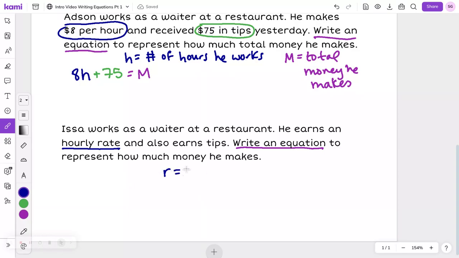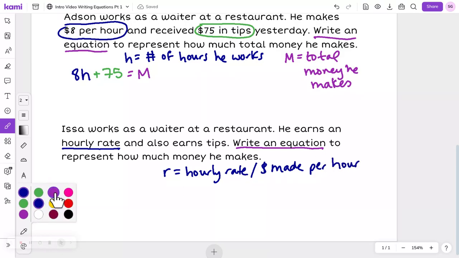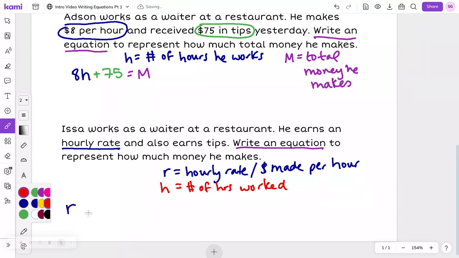I might use R to represent that hourly rate, or you could also say the money made per hour. And then I'm also going to need a variable to represent the number of hours worked. Just like above, that would be multiplication there, but now it's going to say R times H, the money he makes each hour times the number of hours he works. Also like above, he earns tips, but I don't know how many tips, so I'm going to need a variable for that. T can represent the amount in tips. But just like before, I know that is extra money he's earning, so I would want to add the amount of money he gets in tips.